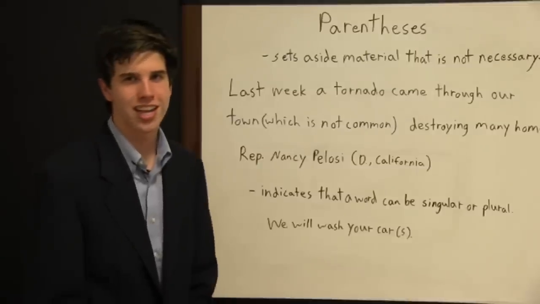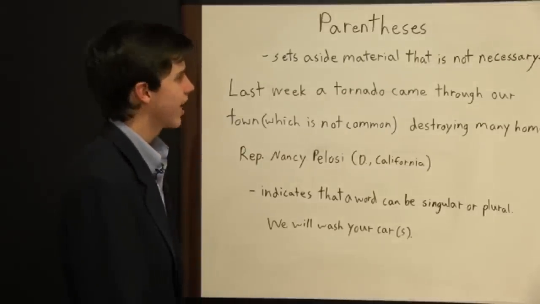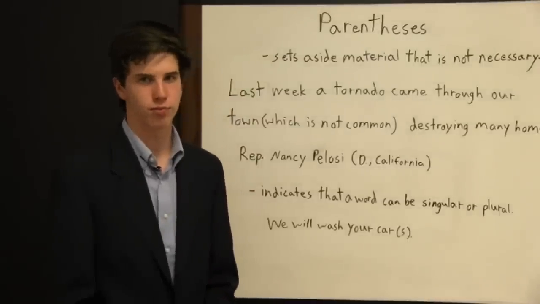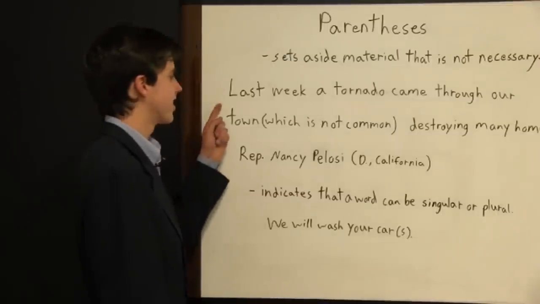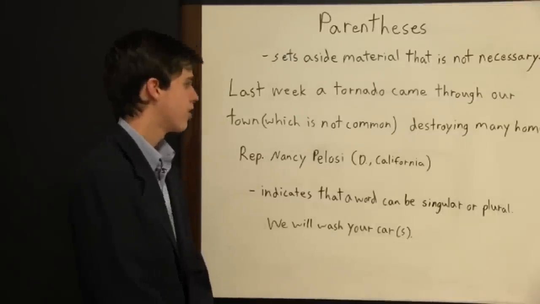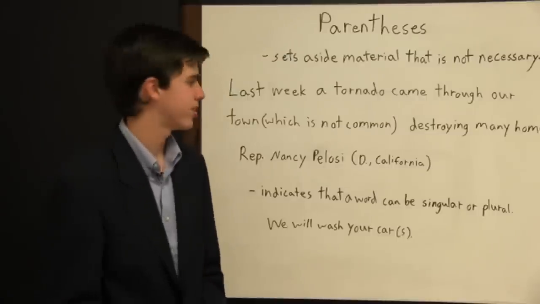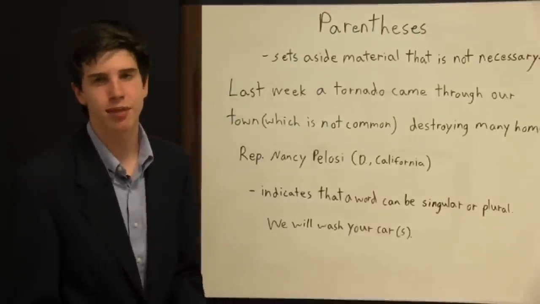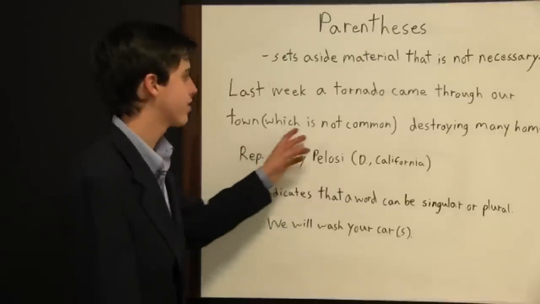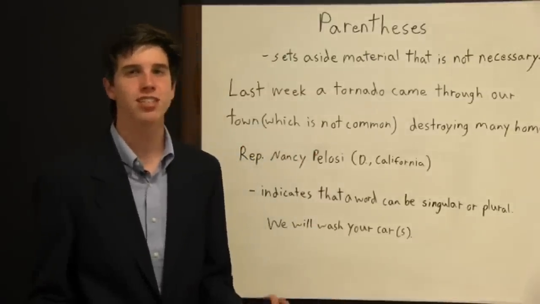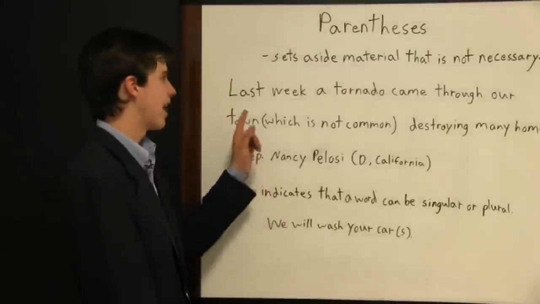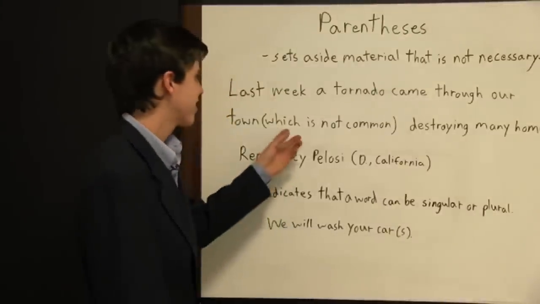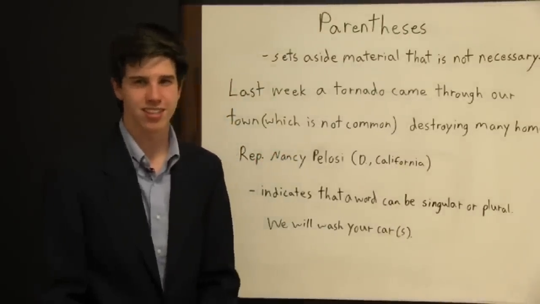Parentheses are punctuation marks that serve two main purposes: to set aside material that is not necessary, and to indicate that a word can be singular or plural. Let's take a look at the first use. In this sentence, it says, "Last week a tornado came through our town," which is not common, "destroying many homes." Now, "which is not common," which is in parentheses, is not necessary to the meaning of the sentence. In fact, we could just take this phrase right out, and it wouldn't even change the meaning of the sentence. Take a look at what I mean. "Last week a tornado came through our town, destroying many homes." Even when you take this phrase out, it doesn't make any difference to the sentence.